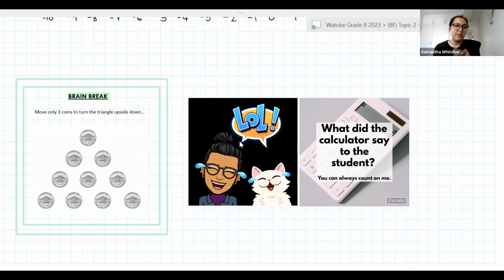In this case, our brain break is we want to move only 3 of these coins in order to turn the triangle upside down.